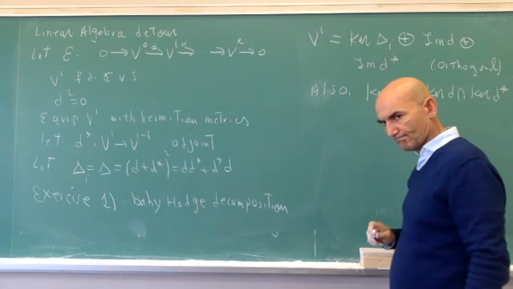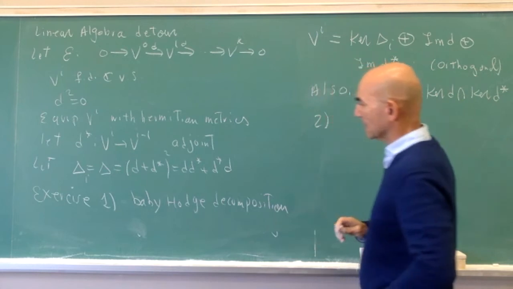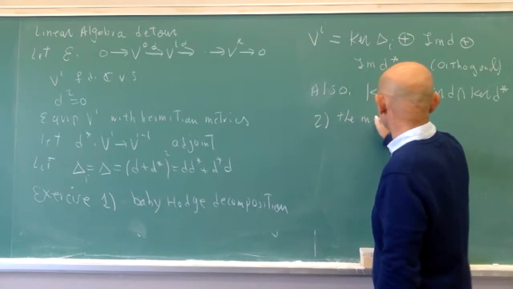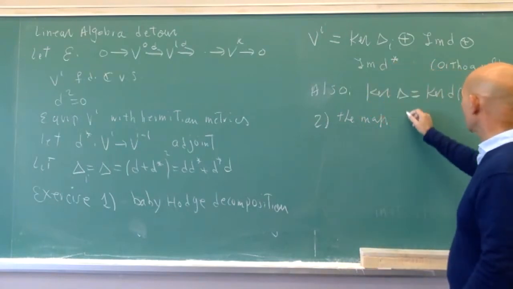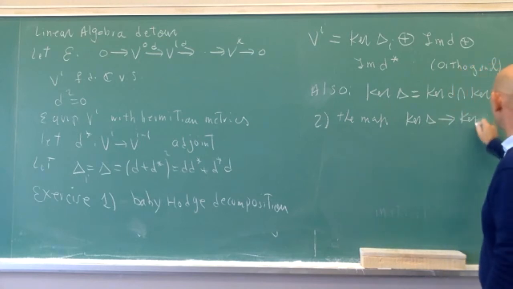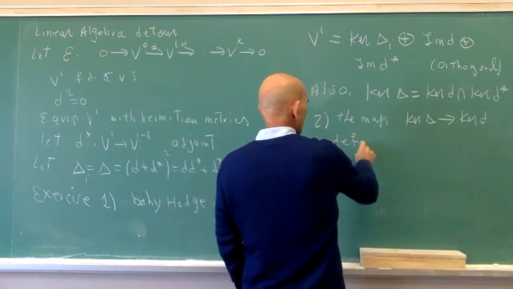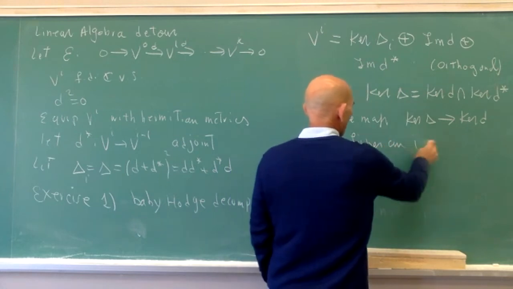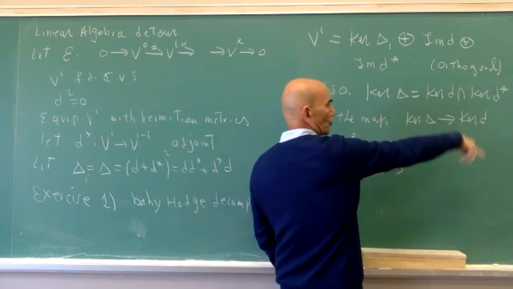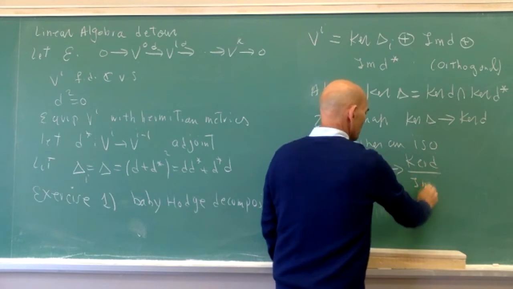Kernel of D star. Now, part 2 of the exercise is to show that the map from kernel of delta to kernel of D induces an isomorphism from kernel of delta to, so you have to go to the quotient there, kernel of D to image of D.